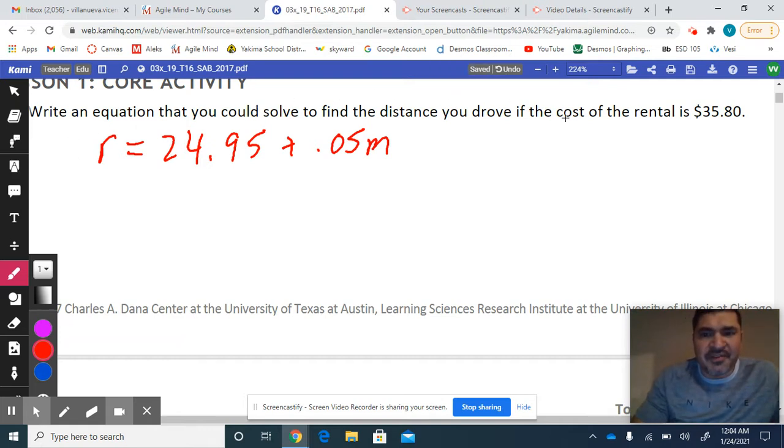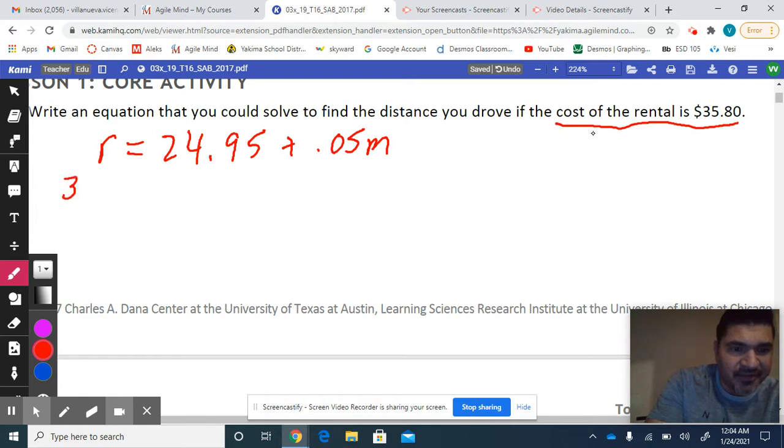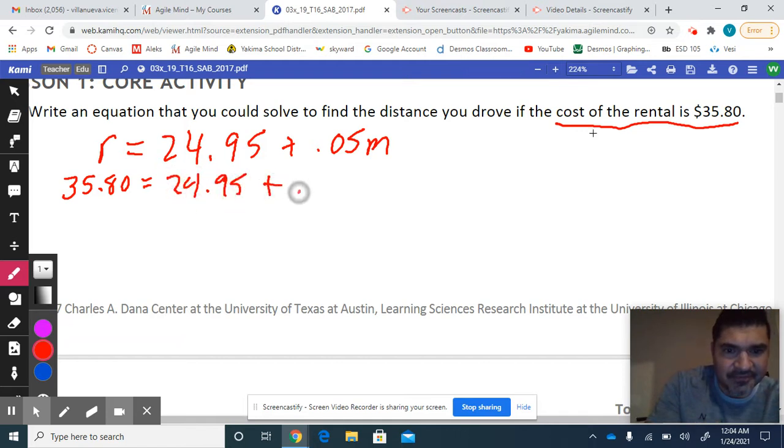Okay, now what is it that they're giving us? They're giving us the cost of the rental, which is $35.80. So think about where we will place $35.80. I hope you guys said R because you would be correct. So I'm going to go ahead and write $35.80 is equal to $24.95 plus 5 cents per mile.